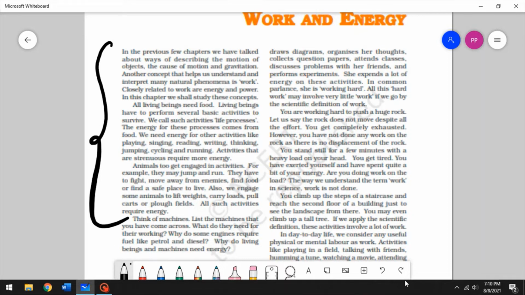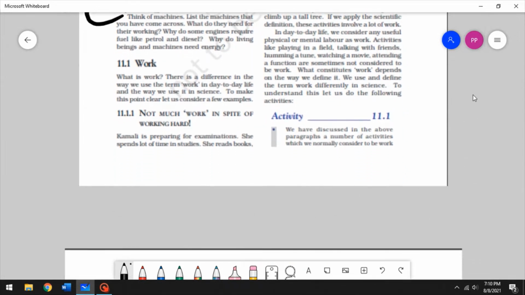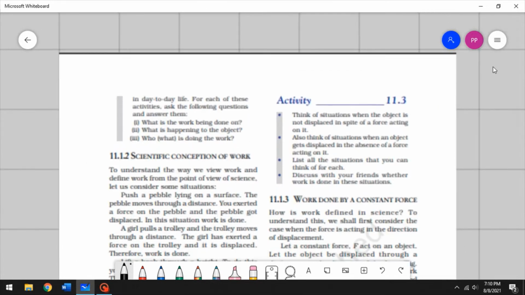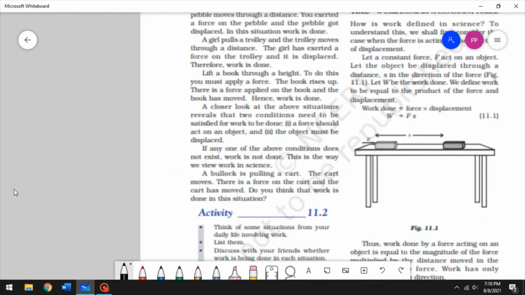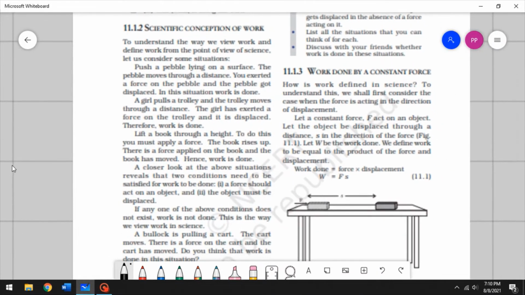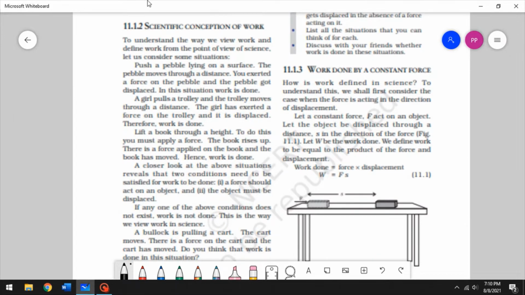Another example. There are many other examples here that I want you to read because it's fun to read an example and think, oh, this is definitely work, and then at the end of the paragraph they say this is not work either. To understand what exactly is work in science, we have an activity, and then we have this scientific conception of work. So when do we scientifically agree that you have worked?